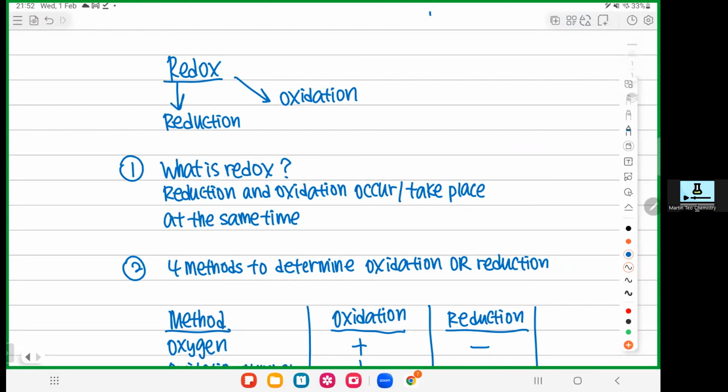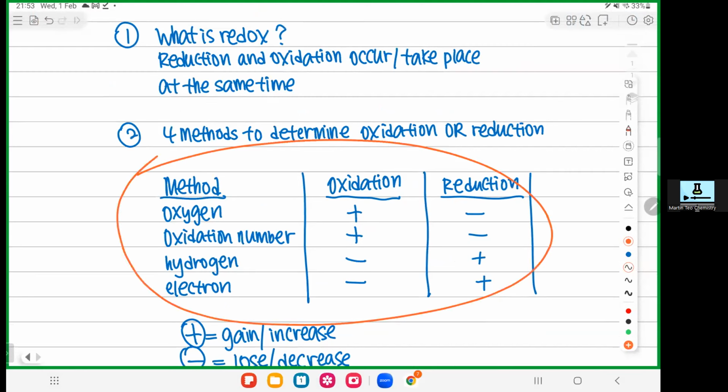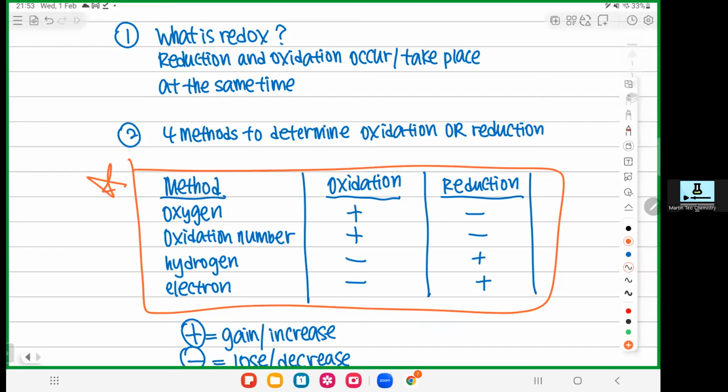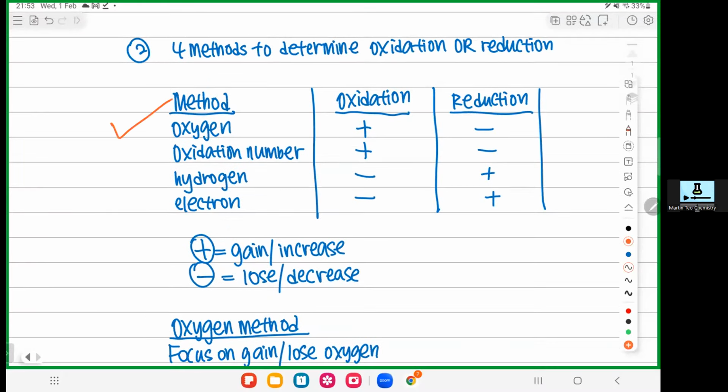All right? So you need to know what is redox. Oxidation and reduction, these 2 processes must happen at the same time, okay? So you have 4 methods to find out whether the chemical reaction is oxidation or reduction. Make sure you know the 4 methods and how to memorize: same letter, put plus; different letter, put minus, okay? So this table is super duper important. Must know this table. Today we learn the oxygen method, the hydrogen method, and the oxidation number method, which is good, okay?